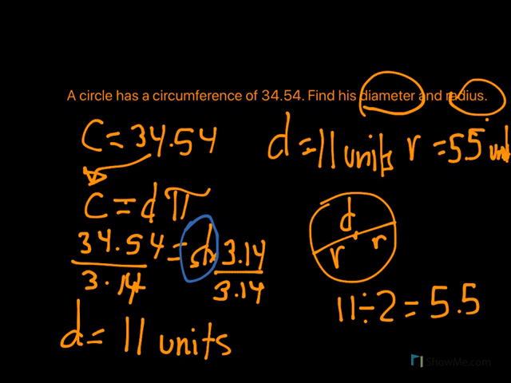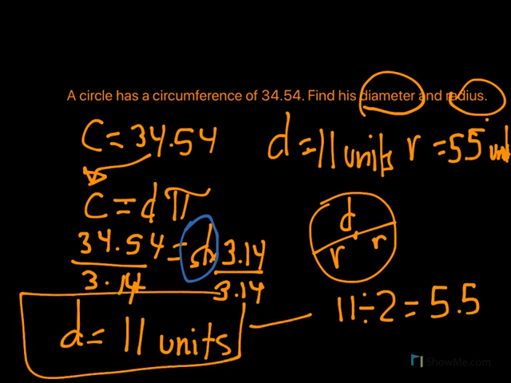Pretty simple, same steps. You can first find your diameter, and once you have your diameter, you're just going to divide it by 2, and that way you get your radius. So this is how you're going to use the circumference formula to find missing data.